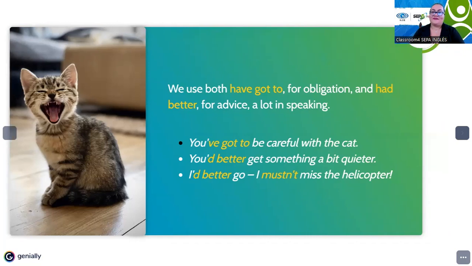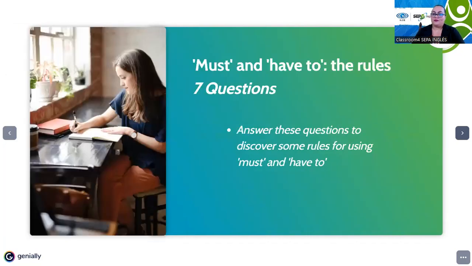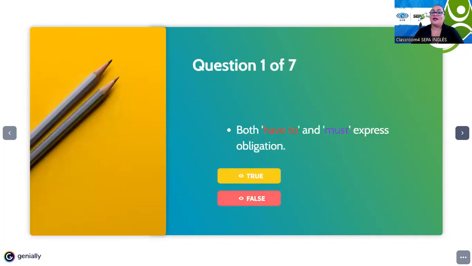Next. Must and have to, the rules. Answer questions to discover some rules for using must and have to. This is very interesting because we are going to check how we can identify when it's must, when it's have to.